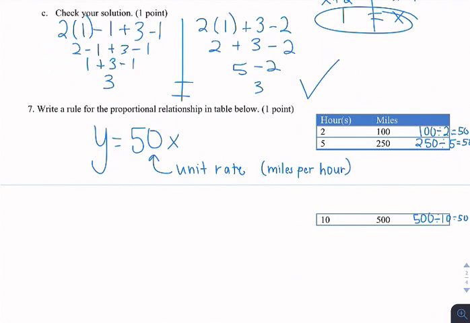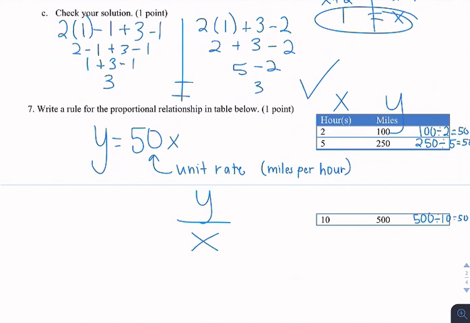And the last one, it says, write a rule for the proportional relationship in the table below. My table is hours and miles. This would be my X, this is my Y. When I am doing my rule, I have to find the unit rate, and my unit rate is going to be Y over X. If you do X over Y, you're going to get a different number, and it's not going to be correct. So what I did, and I double checked to make sure all of these were the same, I did 100 divided by 2, Y divided by X, and I got 50.